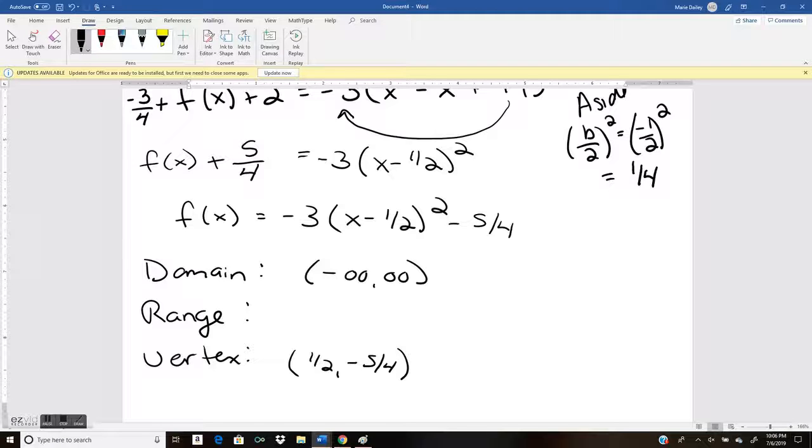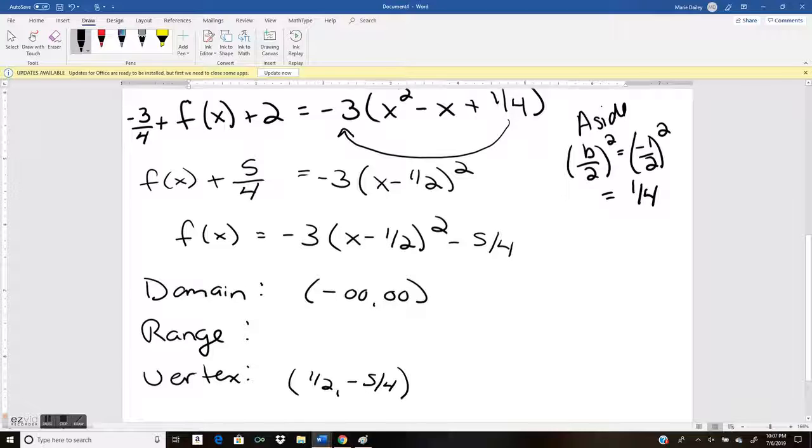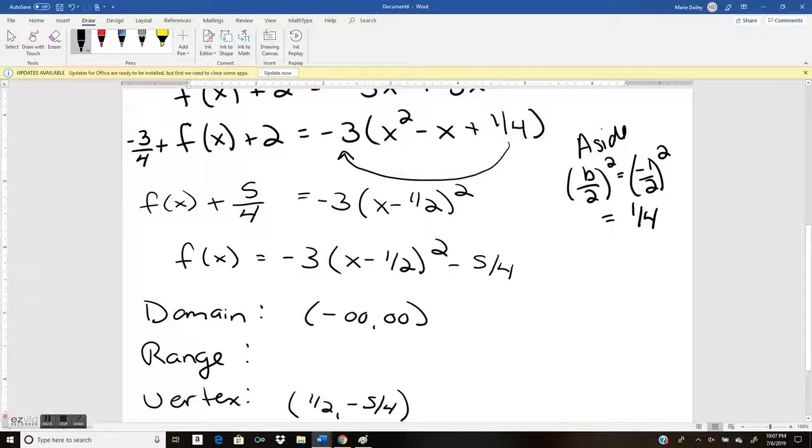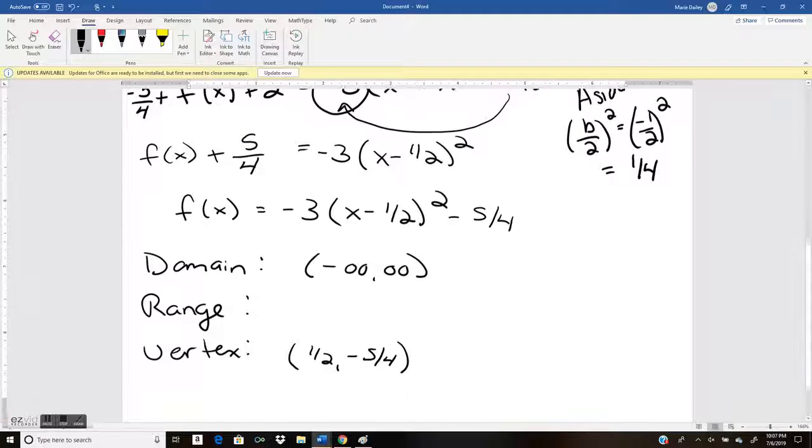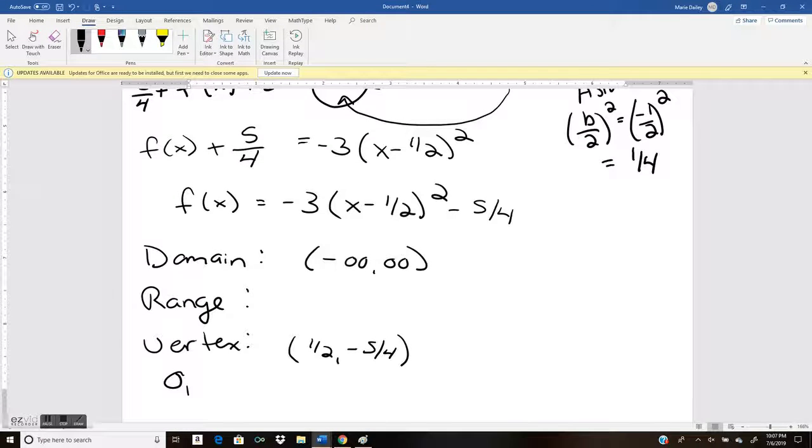Now, as we look back, since this is negative, a is negative. That means that the graph is going to open down. So that means that my range is going to go from negative infinity all the way up to my y-coordinate, because again, the range is the y. Since we're including it, it's going to get a bracket. So now I have my domain, I have my range.